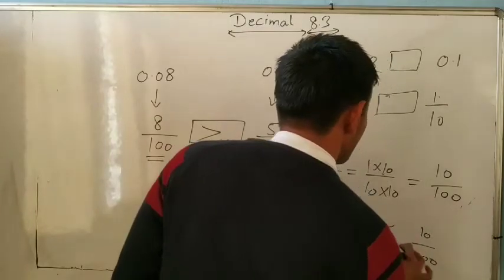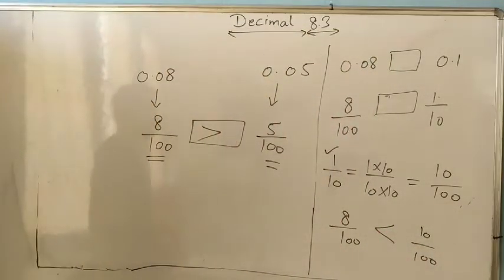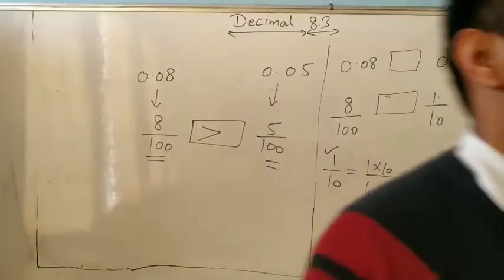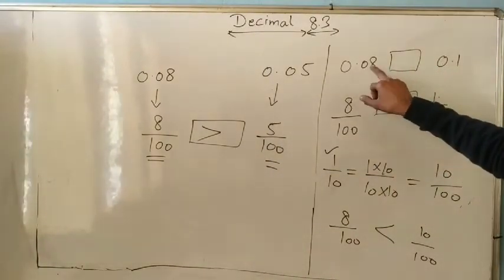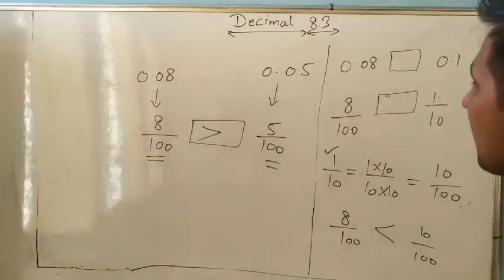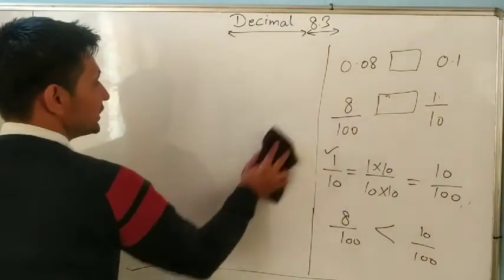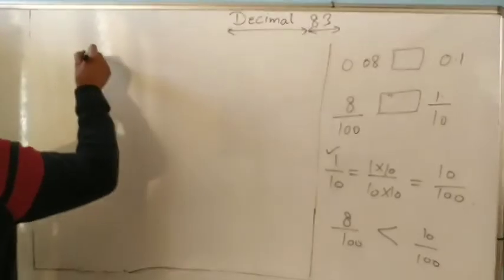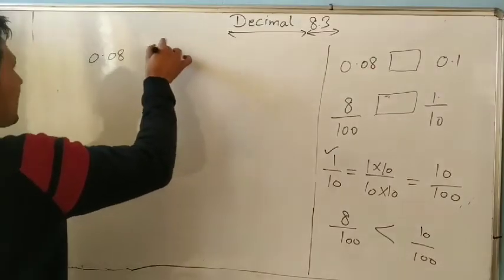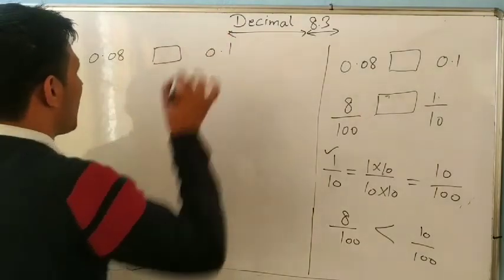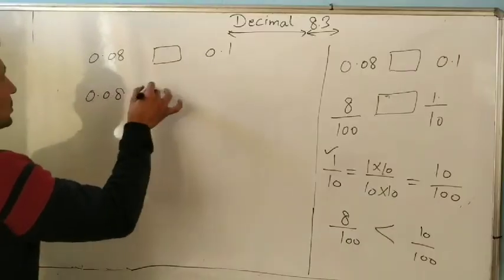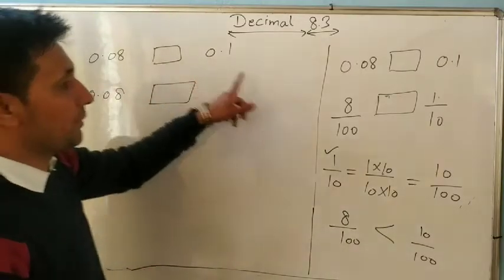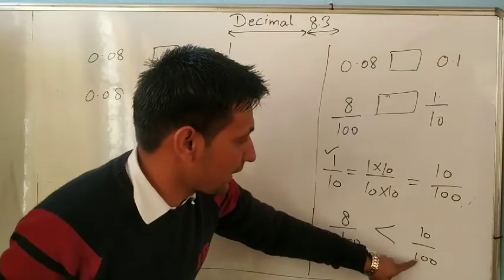So which one is greater? 10 by 100. Always remember, whenever we compare, we write them in the same form. After the decimal, how many digits? 2. So here there is only 1, so here also we will make 2 digits. We write 0.08. Next is 0.1. After the decimal, how many digits? 2. So here also we will write 2 digits after the decimal, because 10 by 100 has 2 digits.